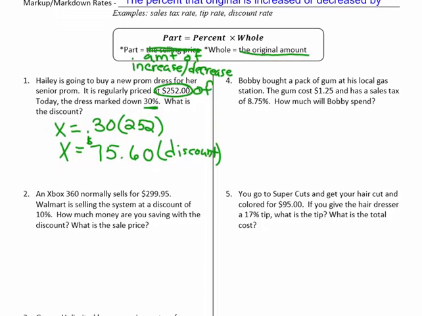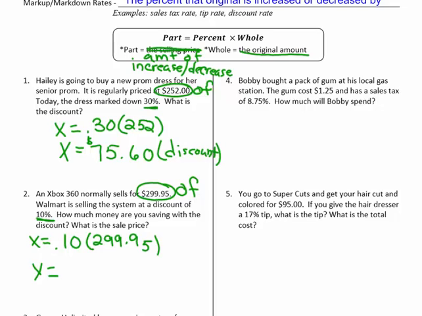All right, so an Xbox 360 normally sells for $299.95. Here's your of. This is your original. Walmart is selling the system at a discount of 10%. There's your percent. First question is, how much are you saving? In other words, what is the amount of decrease? How much are we decreasing it by? So we're looking for X, 0.10 times $299.95, which is going to give me $30. That's your discount. That's how much it's being decreased by.